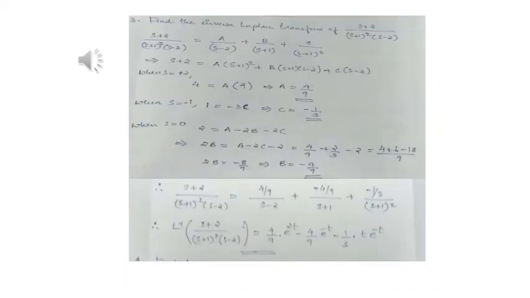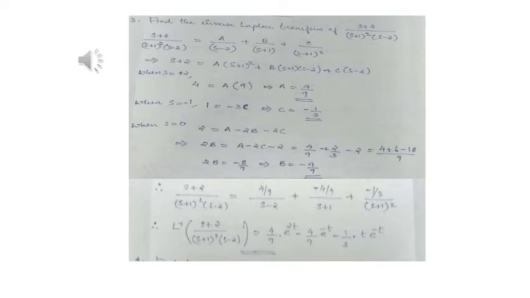Similarly, next question, find the inverse Laplace transform of s plus 2 by s plus 1 the whole square into s minus 2. So this can be written as a by s minus 2 plus b by s plus 1 plus c by s plus 1 the whole square. So this is the form. All this we have studied in our 12th standard, how to integrate using partial fractions and all. So you may refer to all that notes.